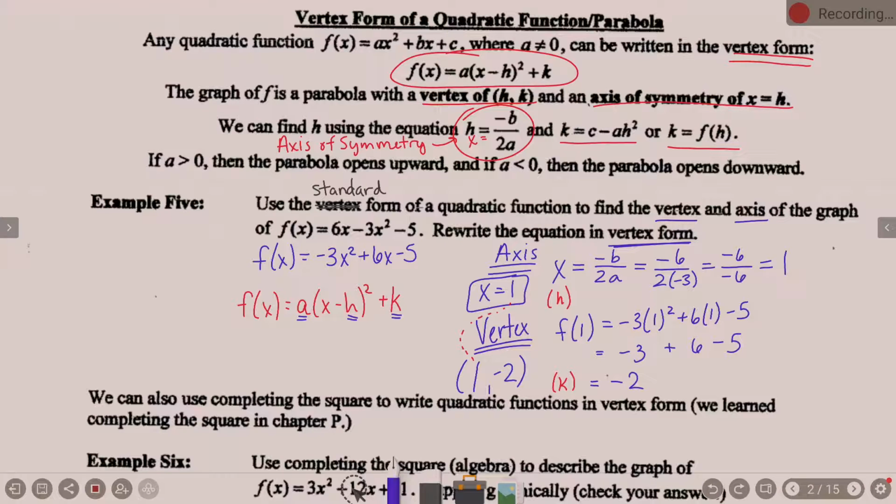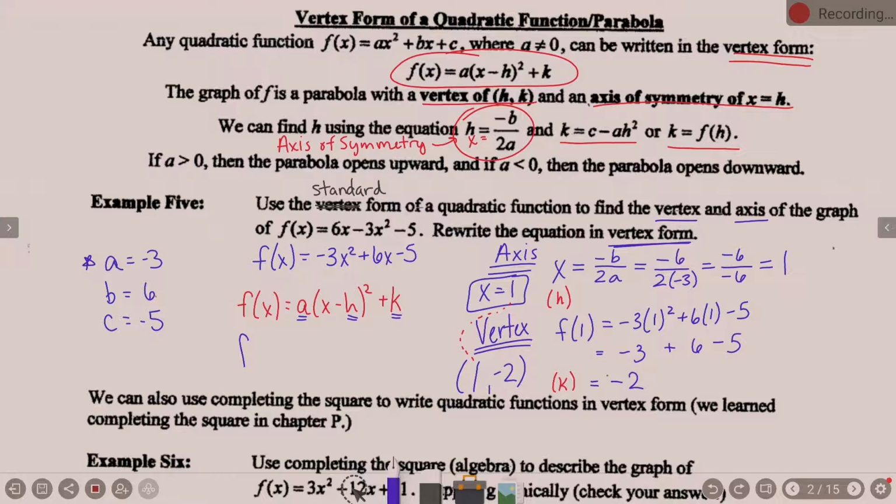What's the one you're maybe questioning? Do we have a? Yeah, what's a? -3. I never wrote them down earlier, but a is -3, b is 6, and c is -5, isn't it? Sorry, I skipped over that. You're pre-cal. I assume you know your ABCs at this point? Okay. So this a right here is what we're going to use.